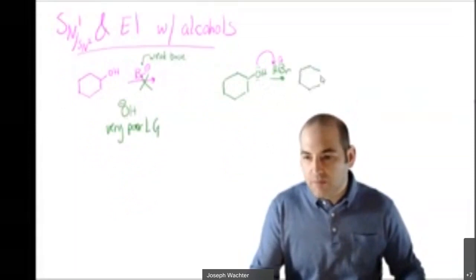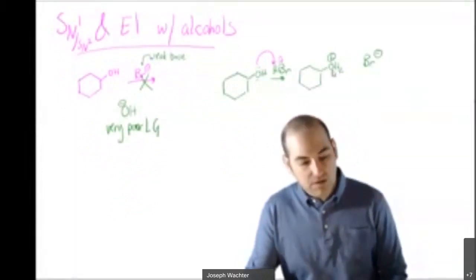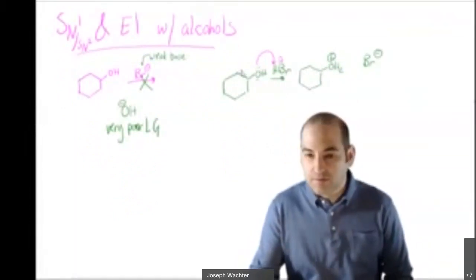And a protonated alcohol, which is now OH2 with a positive charge, now suddenly this becomes a pretty good leaving group because that's water. So now we have a decent leaving group. We have water as a leaving group.